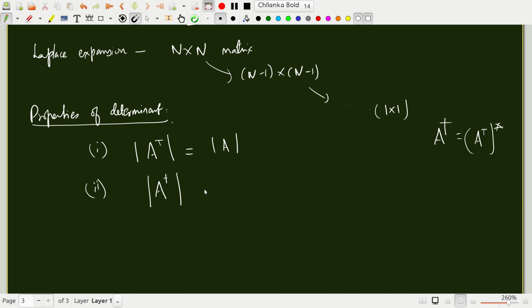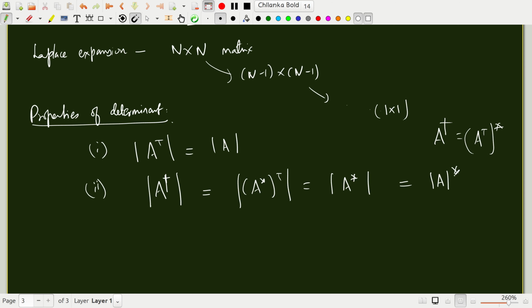Okay, so what is this? We can readily identify what this is. This is nothing but determinant of A star whole transpose. That's the definition of A dagger. I know that the determinant of the transpose of a matrix is the same as the determinant of the matrix. That is from the first relation. So this is nothing but the determinant of A star, the complex conjugate of A.